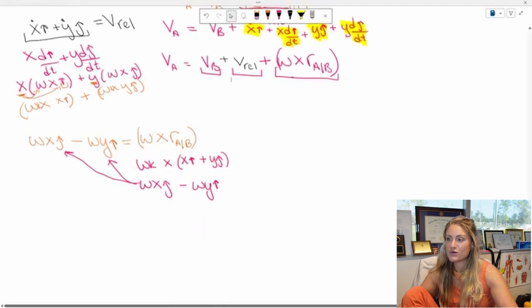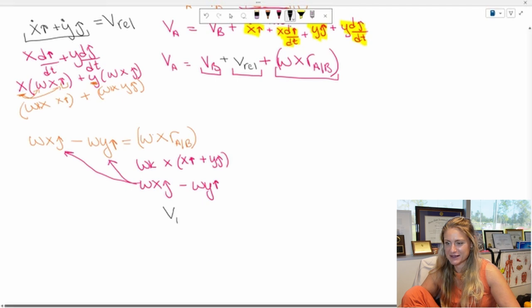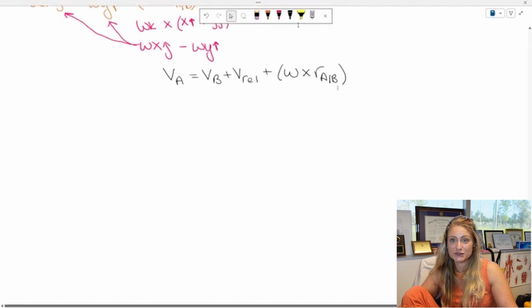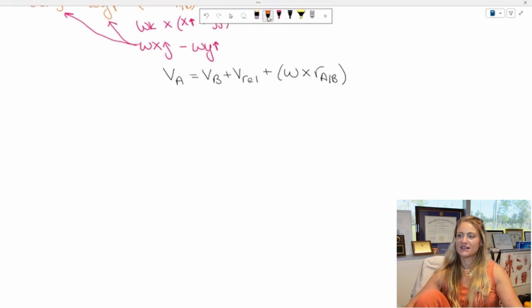So now we have one more job. We have to take the derivative of this. So let's write it down here so we can give ourselves some room. We have to take the derivative of this to see how our acceleration is different when we compare 2 points on one rigid body versus 2 points on two rigid bodies in sliding contact. All right, so let's do it.